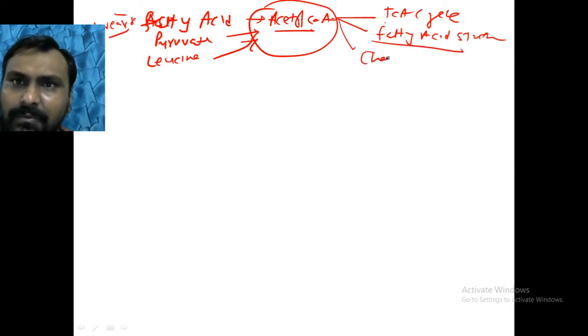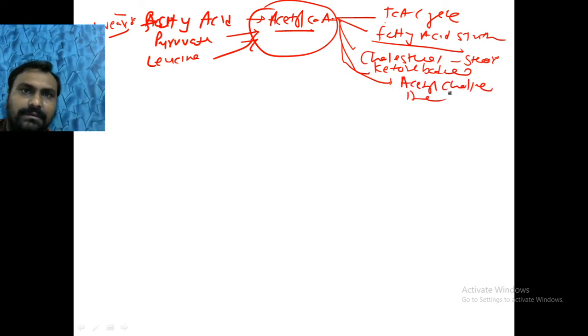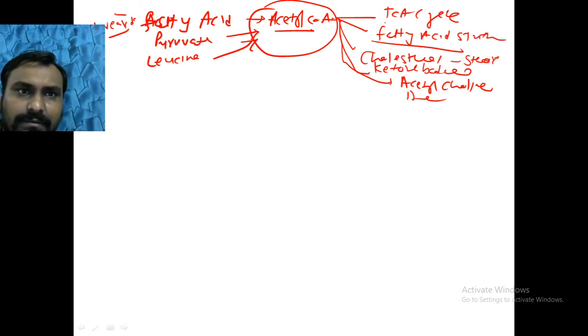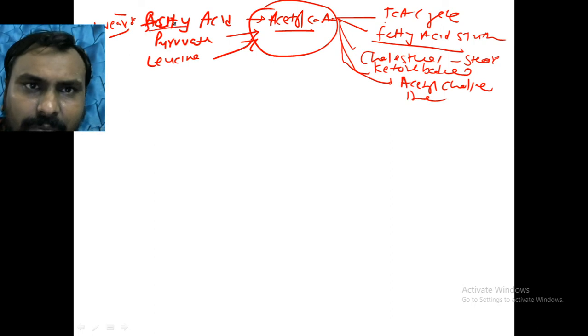And it can be helpful for the cholesterol synthesis, it can be helpful for the ketone bodies, right? Cholesterol can form the steroids. Okay, this acetyl CoA can also form acetylcholine, which is an important neurotransmitter, and it is used for detoxification, like this. Or succinyl CoA, how is succinyl CoA formed?